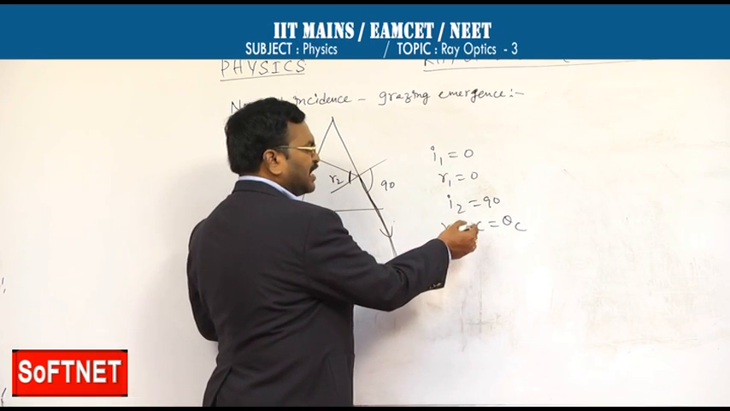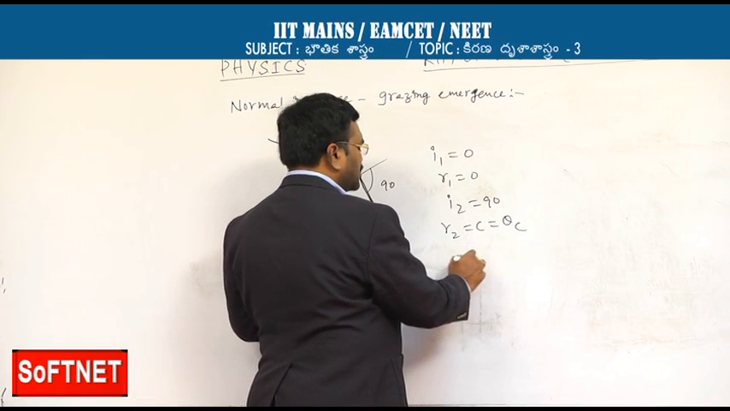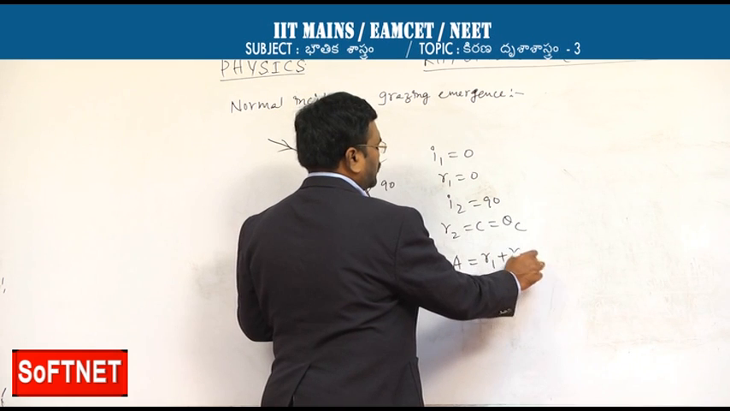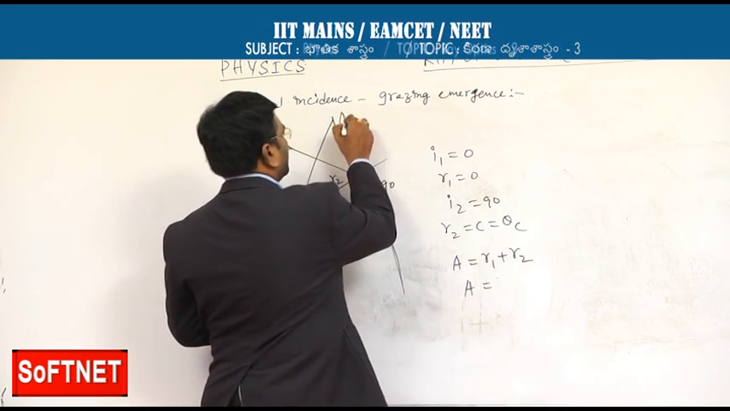Now, what does the value C mean? Critical angle, C or theta C. Now, the angle of the prism: A is equal to R1 plus R2. A represents the angle of a prism.